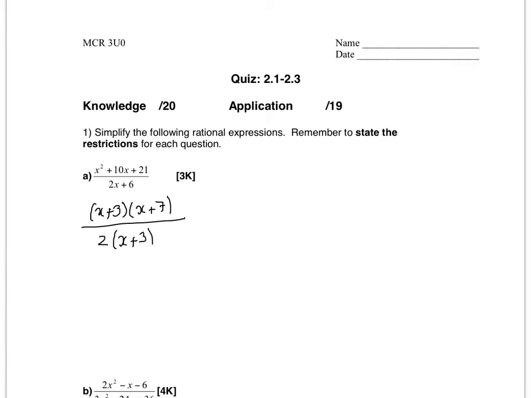Before I simplify and cross out x plus 3, I'm going to make the denominator equal to 0, so x plus 3 equals 0. I get x is negative 3. So this means the restriction is that x cannot be equal to negative 3. Now safely I can cross out x plus 3, so the answer becomes x plus 7 over 2, and x cannot be equal to negative 3.